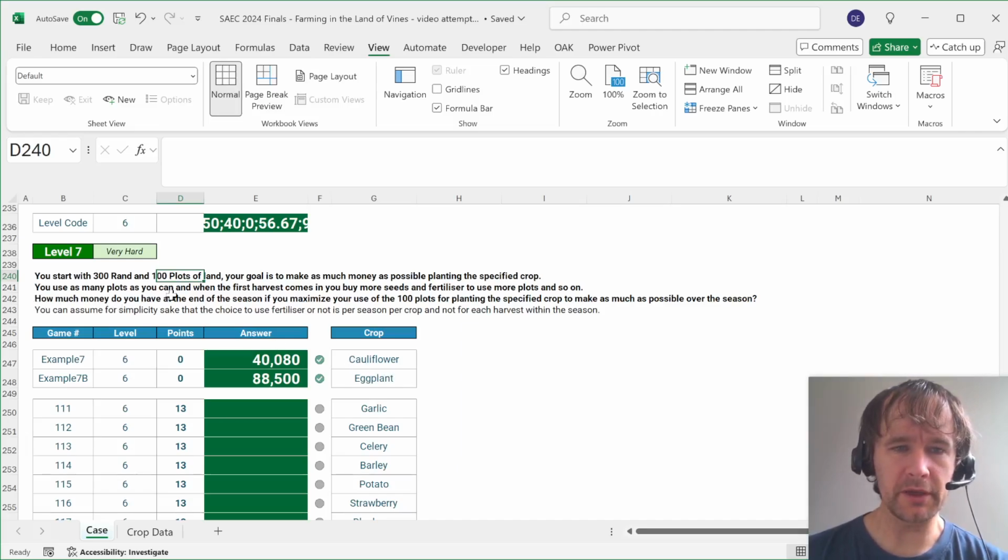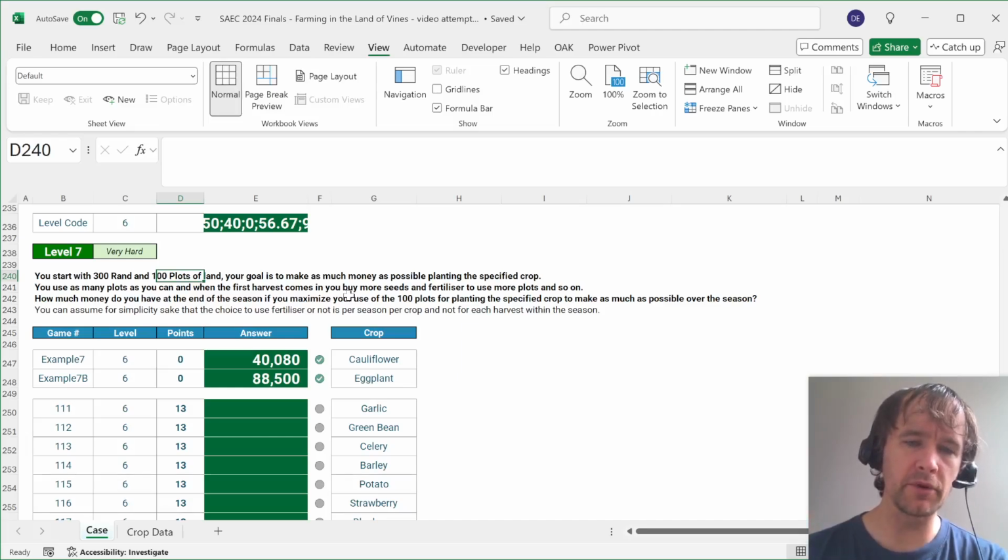You use as many plots as you can, and when the first harvest comes, so basically as you harvest, you get money, you use that immediately to buy more seeds and plant more until you run out of money or you run out of land. And if you run out of money, then as soon as more money comes in, you keep buying until you've used all the land, and then you just enjoy the profits, more or less.